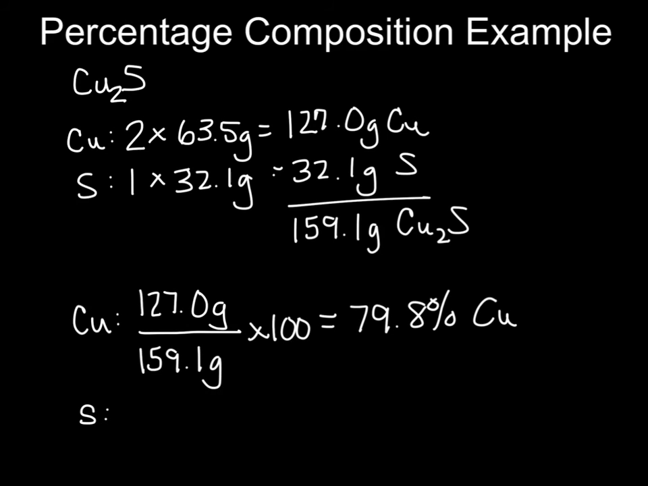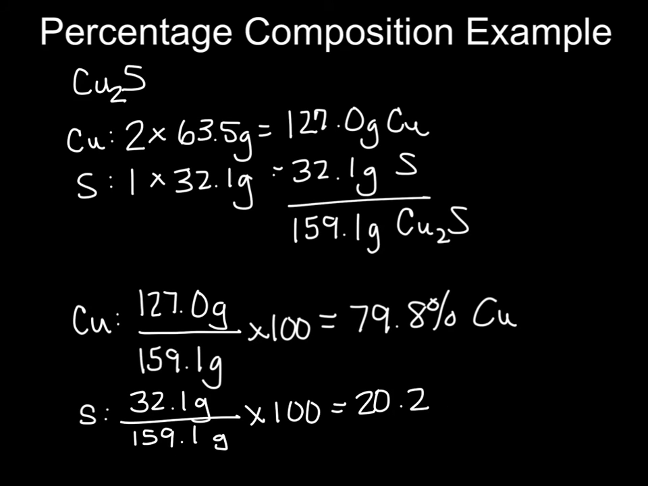I followed the same process to calculate my percent of sulfur. I use my mass of just the sulfur, so my 32.1 grams. I divide it by the total mass of the compound, which is 159.1 grams. Multiply it by 100 to make it a percent, and I get a total of 20.2% sulfur. Now, if I want to double check my answer, my percentage is always out of 100. So when I add my percentages together, I should be able to total 100%. So copper 1 sulfide is always made up of 79.8% copper and 20.2% sulfur.